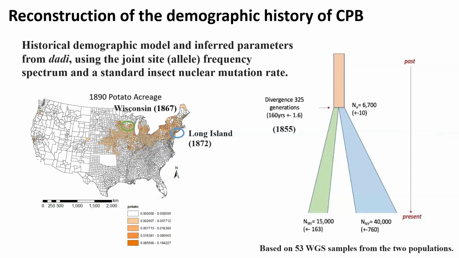We did assume a standard molecular clock that was taken from other insects. We don't know the mutation rate in potato beetles, so we assumed that it would be similar to other insects. But it works out pretty well, and so we see the timing line up pretty well with that historical expansion event. So we estimated a divergence time between these two populations of 1855, and they were established 1867, 1872. So it makes sense that they would have diverged just before that establishment.